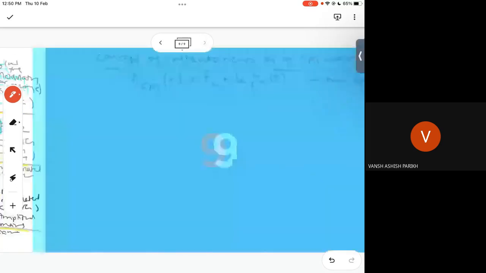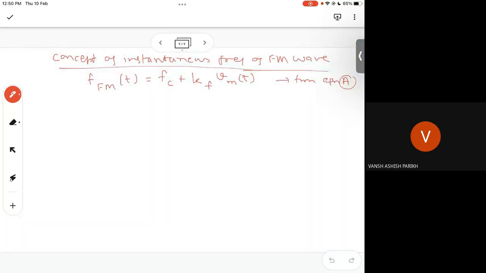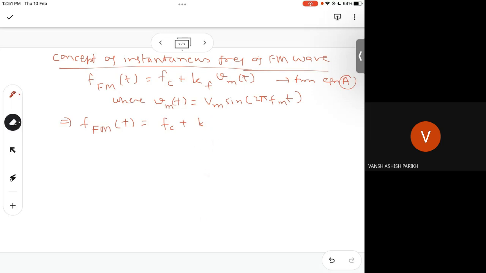In mathematical form, the same thing can be written from equation number A. It is straightforward, where we know Vm(t) is Vm sine 2 pi fm t. Somewhere I'm using omega m, but sometimes I'm using 2 pi fm. It is fine, there's no problem. So it implies that f_FM(t) is equal to fc plus Kf, this is a subscript, Vm sine 2 pi fm t.